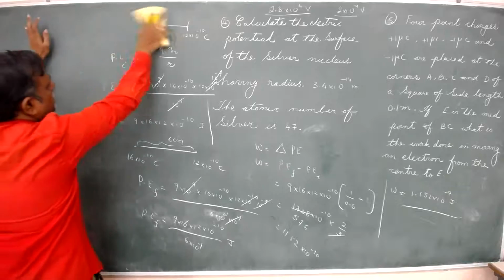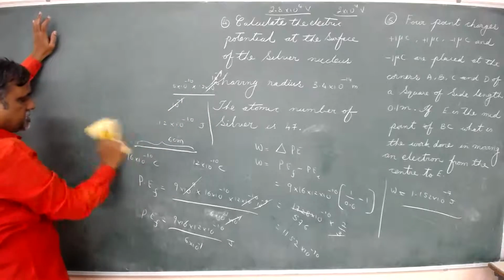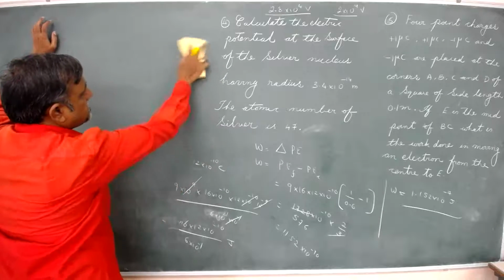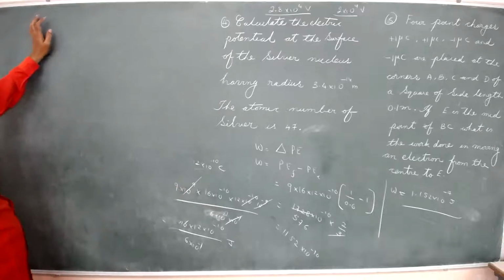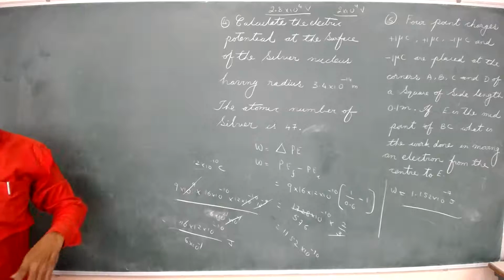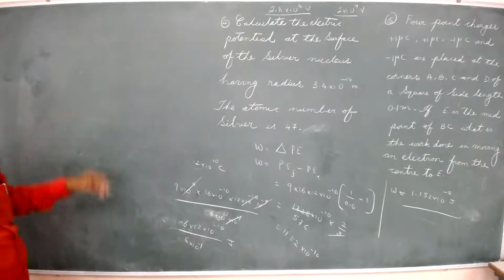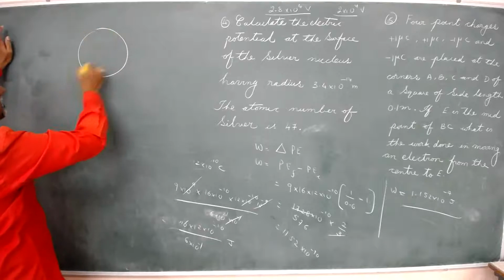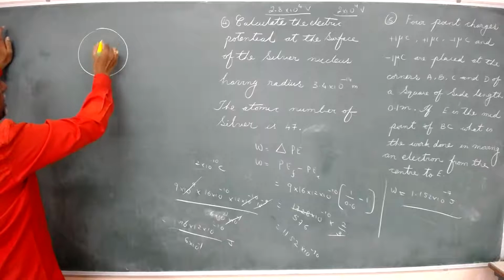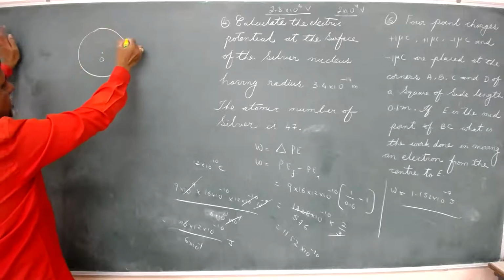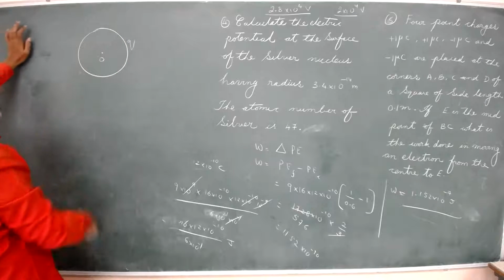Okay. Now, in this particular case, the given problem is to calculate the electric potential on the surface of a silver nucleus. If you consider the nucleus as a sphere, spherical in shape, what will be the potential? So this is the center. If some charge is given over here, let the amount of charge present on the surface be Q.